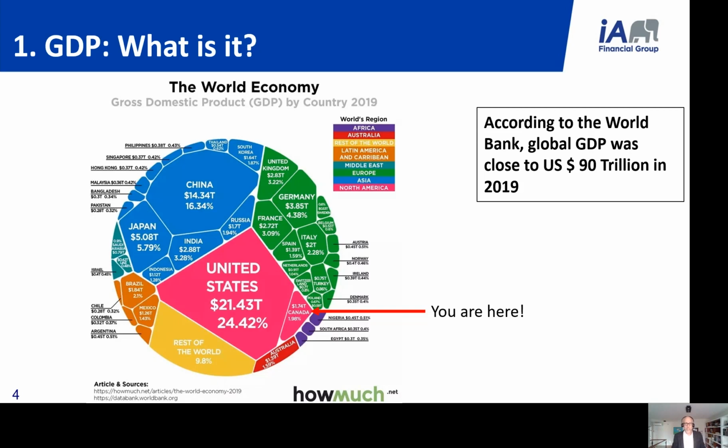You won't be surprised to see that 24% of global GDP was in the US, 16.3% in China. Japan is number 3 with 5.8% of global GDP. And you see we are here at the bottom, the red arrow. Canada, very small, 1.98% of global GDP. So Canada's economy is 2% of global GDP. So we are very much a small open economy.